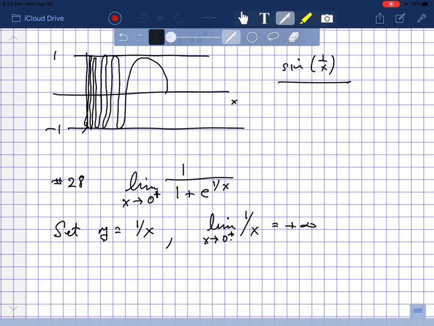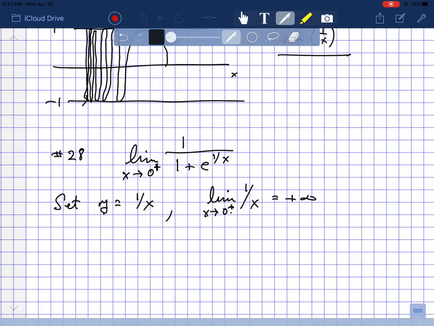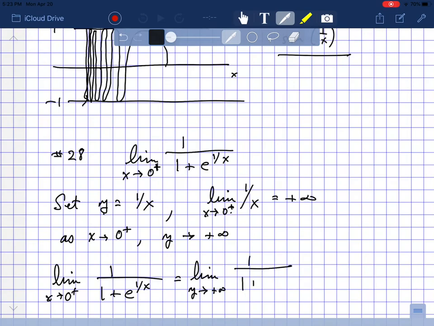All right. So this means as x approaches 0 from the right, y approaches plus infinity. So I can write this limit. The limit as x goes to 0 from the right of 1 over 1 plus e to the 1 over x, I can write this as the limit as y goes to plus infinity of 1 over 1 plus e to the y power.